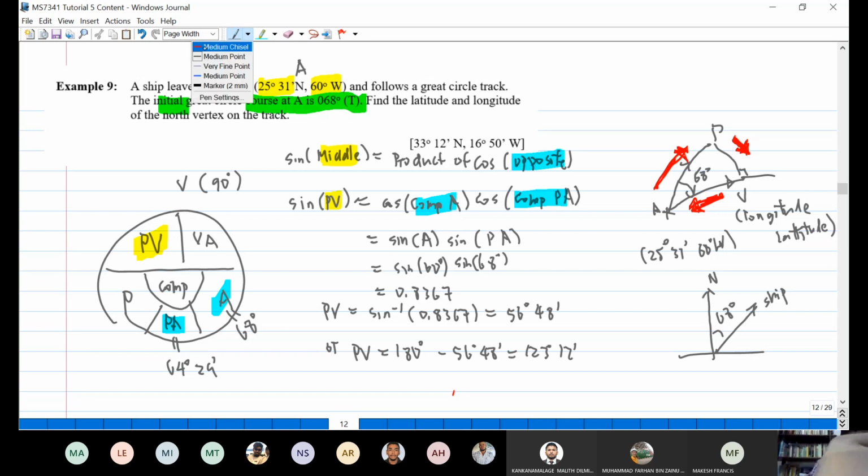Okay, what is the reason we reject this one? First of all, PV is corresponding to 68 degrees. Okay, I know PA now. PA is actually 64 degrees 29 minutes, you can see in the picture. PA is corresponding to this angle, 90 degrees. The opposite side is 64 degrees 29 minutes. Okay, this angle here is 90 degrees, and this side is 64 degrees.